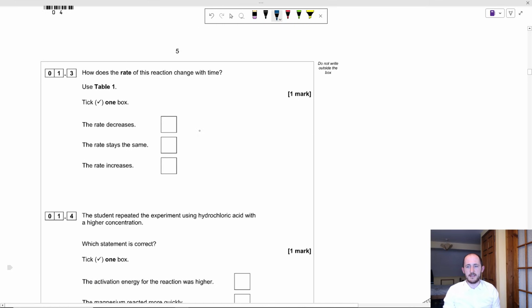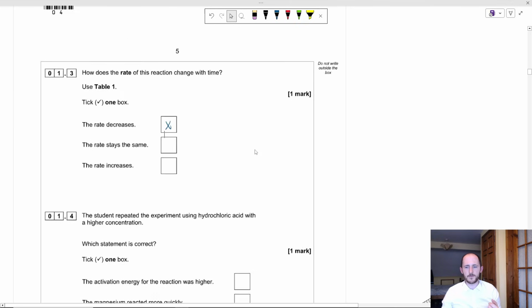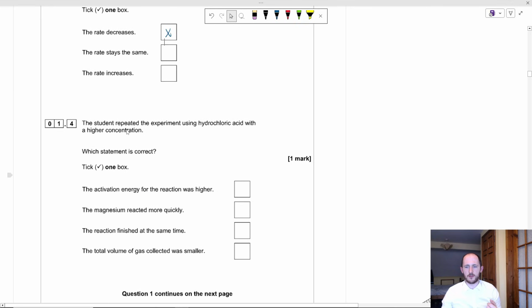So the rate decreases. Now, if you're a bit more mathematically minded, the gradient of this curve gives us the rate of reaction, which in this case, the gradient is decreasing, so the rate of reaction is decreasing. Now, it says here, the student repeats the same experiment using a hydrochloric acid with a higher concentration. Which statement is correct? The activation energy for the reaction is higher.